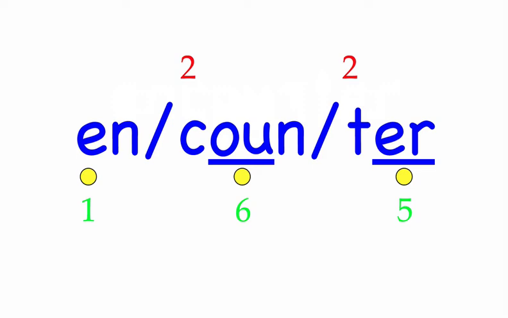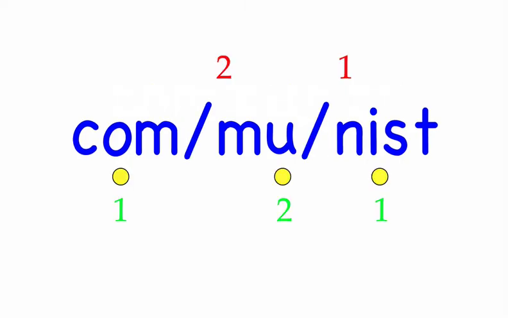Communist. He is a communist leader. First syllable com, 3 sounds, k, ah, m. Mu, 2 sounds. Nist, 4 sounds, n, I, s, t. Communist. Mark the word.